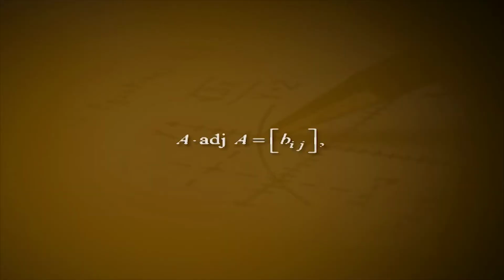Let A = [aij] be an n-square matrix, and let A·adj A = [bij], which is also an n-square matrix. Now bij, the ijth entry of A·adj A, is obtained by multiplying the ith row of A and the jth column of adj A.